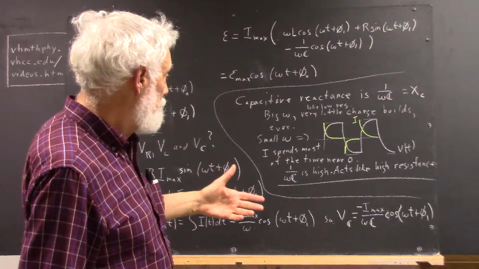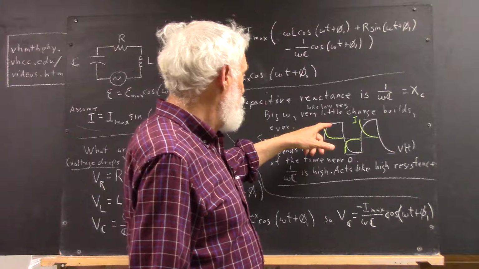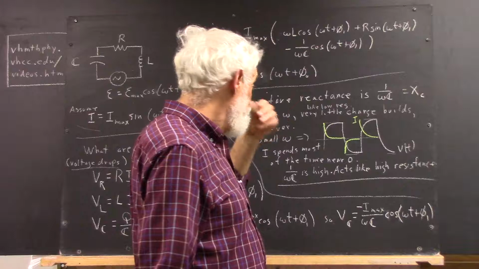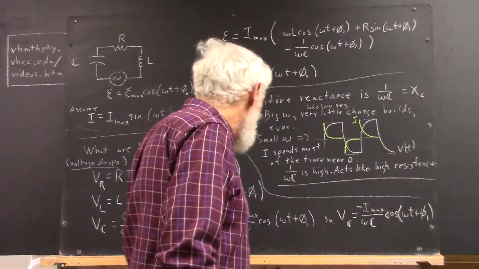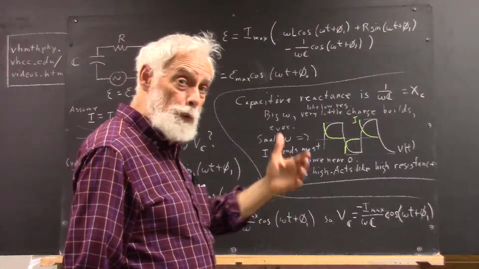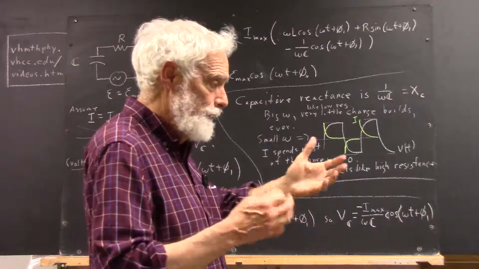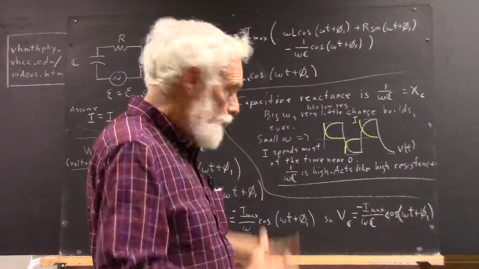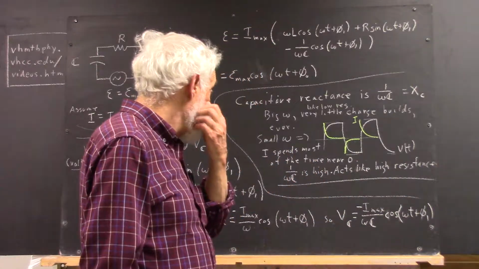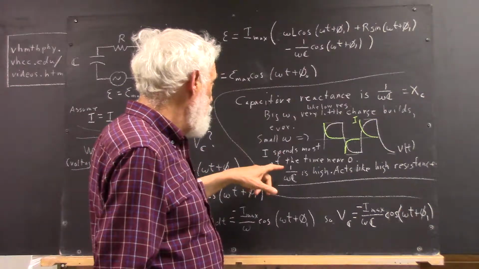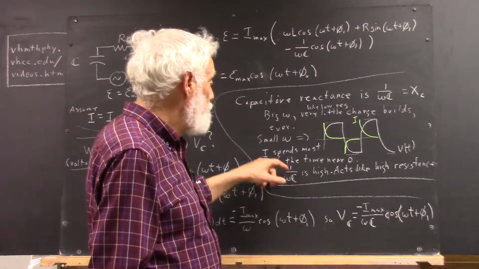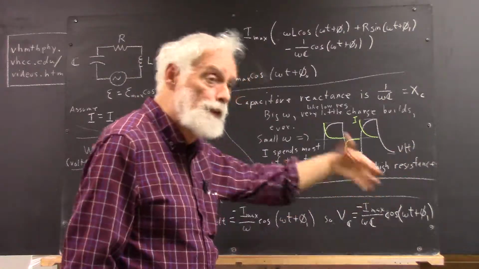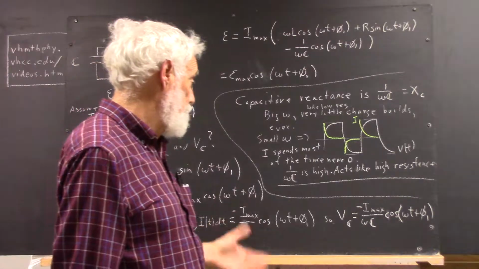The way I say it, big omega acts like low resistance because very little charge ever builds, and the capacitor does almost nothing. For small omega, the capacitor does quite a bit. It charges up and gives you a back voltage that's equal to your source voltage, and you get very little current. For small omega, current spends most of its time near zero, so 1 over omega C is high and acts like a high resistance, because a high resistance gives you essentially a very low current.